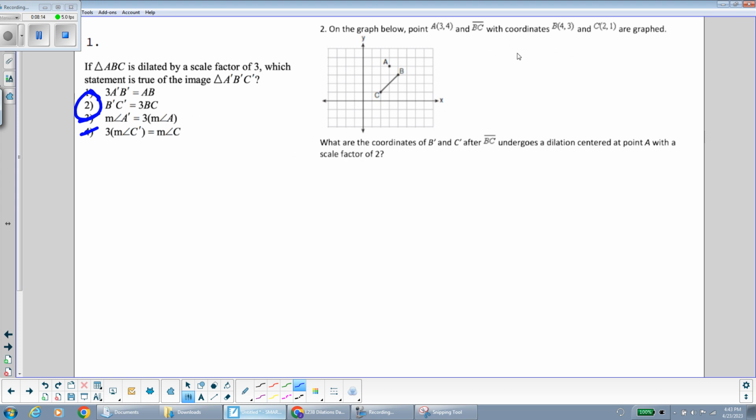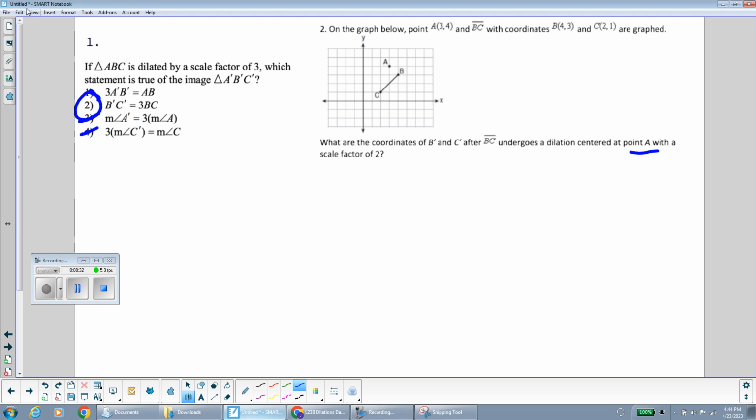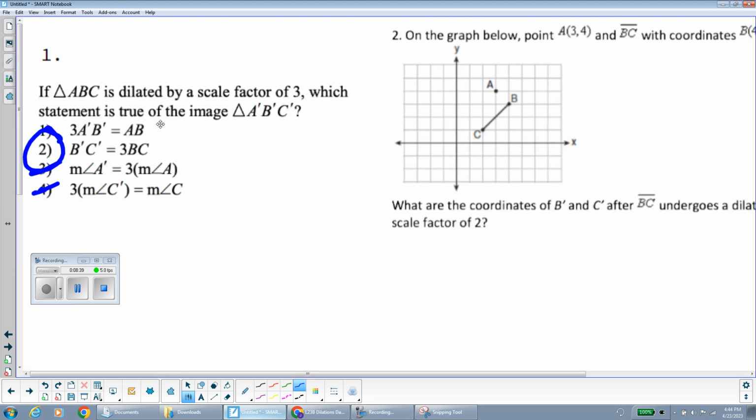If you take a look at number 2, it's not going to be as easy as the other examples because the dilation is not centered at the origin. It's centered at point A. And point A does not have the coordinates 0, 0. It is not at the origin. And we need to dilate this by a scale factor of 2 centered at point A. Let me make this a little bit bigger so you can see what I'm doing, and it'll also be easier for me to see. There we go. Let me move over here.